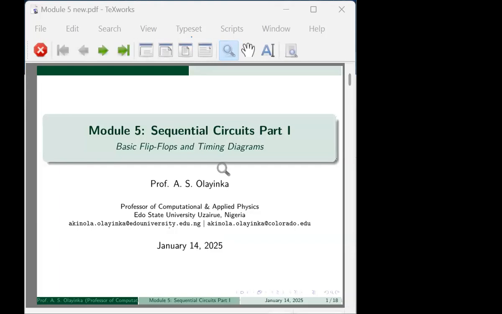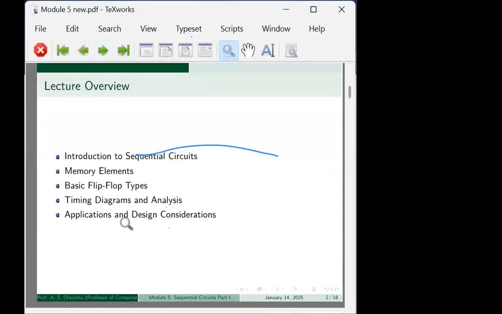Now, let's look at what we have before us. We're looking at sequential circuits, part 1 and part 2. Under part 1, which is module 5, we'll be looking at basic flip-flops and timing diagrams. Module 6, we'll be looking at part 2, where we'll be looking at some other topics under sequential circuits. Now, very quickly, let's look at the overview of what we'll be talking about for the next 30 minutes or thereabouts under this particular topic.